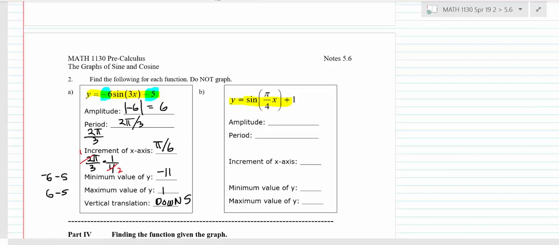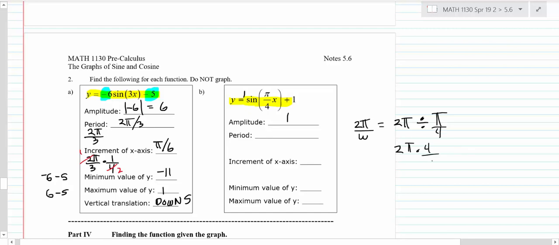Okay, well, let's see. What's the amplitude on this one? That's 1. Okay, there's nothing in front, so that's 1. Now the period is 2 pi over omega. So I kind of look at this like this. You're doing 2 pi divided by pi over 4. When you divide a fraction, you multiply by the reciprocal. So what you'd have is 2 pi times 4 over pi, so you would end up getting a period of 8, which is okay.